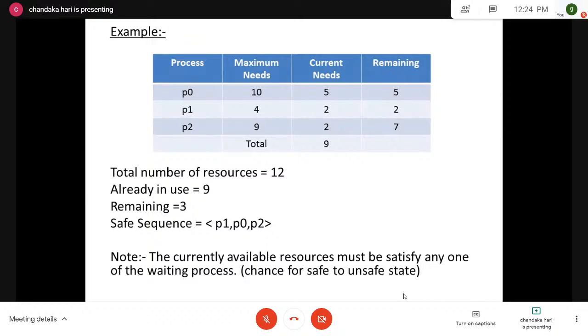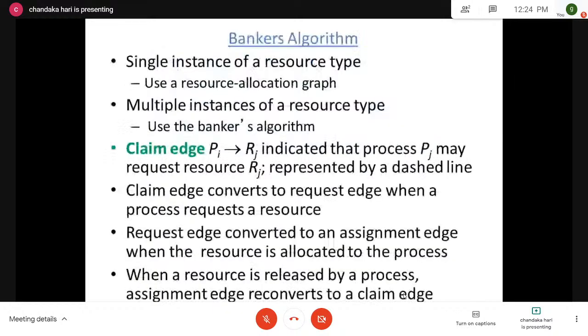In an examination, the question is, okay, P2 is requesting one additional resource and it is immediately sanctioned. Now, is the system in safe state or unsafe state? The system is in unsafe state, the system is in deadlock. That's it. This is an example. It's clear. Now, the next very important discussion is Banker's algorithm.